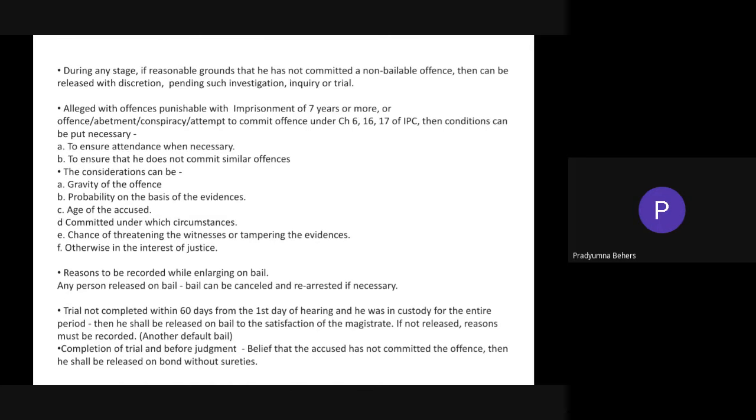Another provision which has been given is that during any stage, if reasonable grounds are there that he has not committed a non-bailable offence, then he can be released with discretion pending such investigation, inquiry, or trial. So basically, at any stage, if the magistrate is of the view that he has not committed a non-bailable offence, then he can be released with discretion.